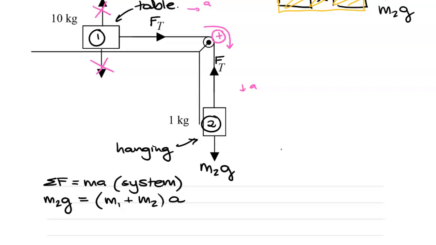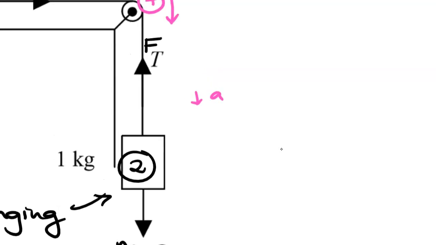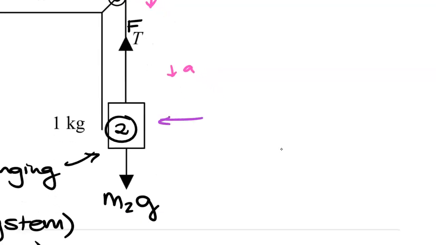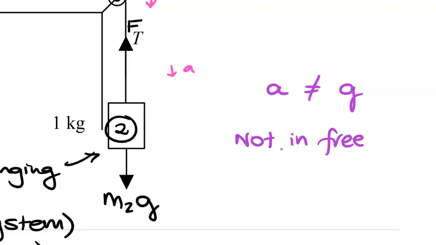Now it's really, really important to note the acceleration of this mass and the acceleration of the system cannot be the acceleration due to gravity. The acceleration does not equal g because we are not in free fall here. Free fall means that the only force acting is gravity, but the tension force is slowing it down. So a really common misconception is that the acceleration of this object is gravity. It is very much not. In fact, acceleration is going to be less than g.